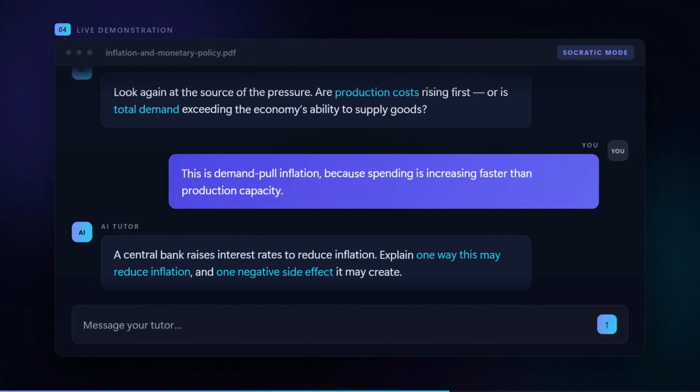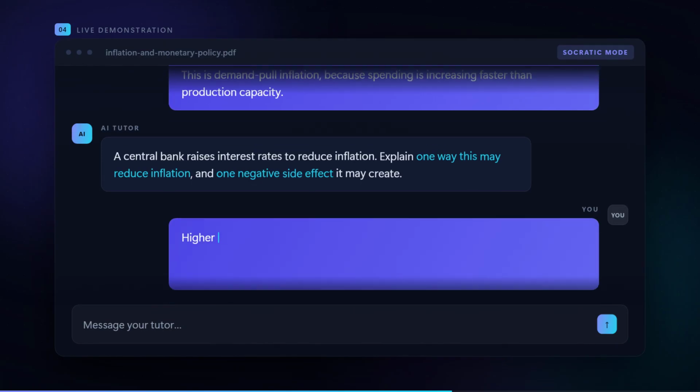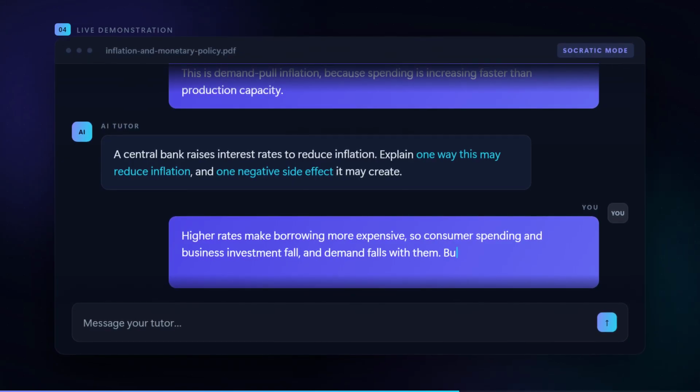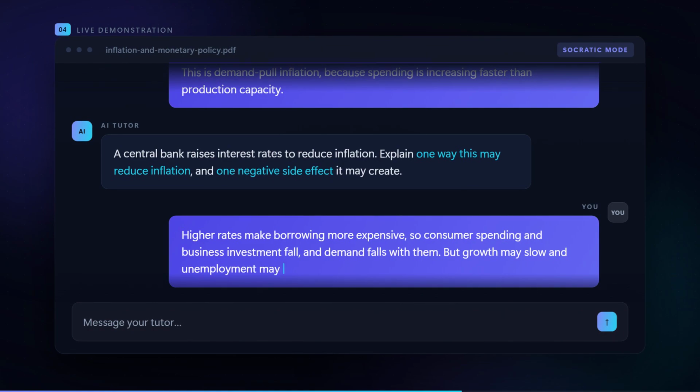Now I must connect several ideas. Higher interest rates can make borrowing more expensive, reduce consumer spending and business investment, and therefore reduce demand. But they may also slow economic growth or increase unemployment. At this stage, I am not repeating the PDF, I am building a causal chain.